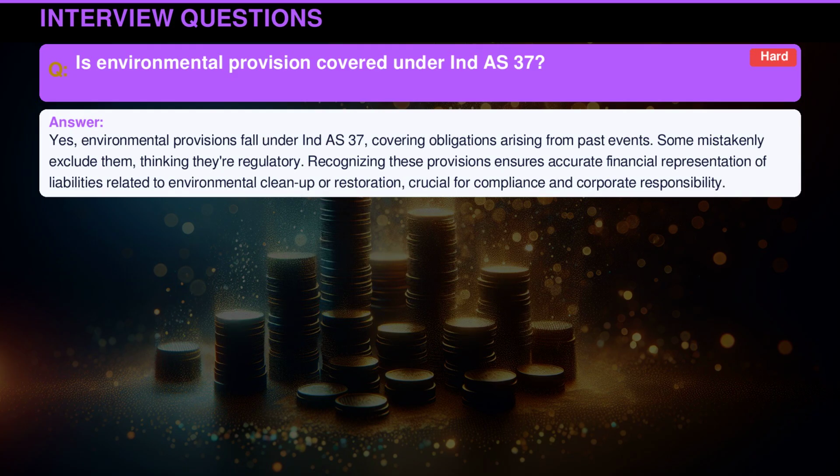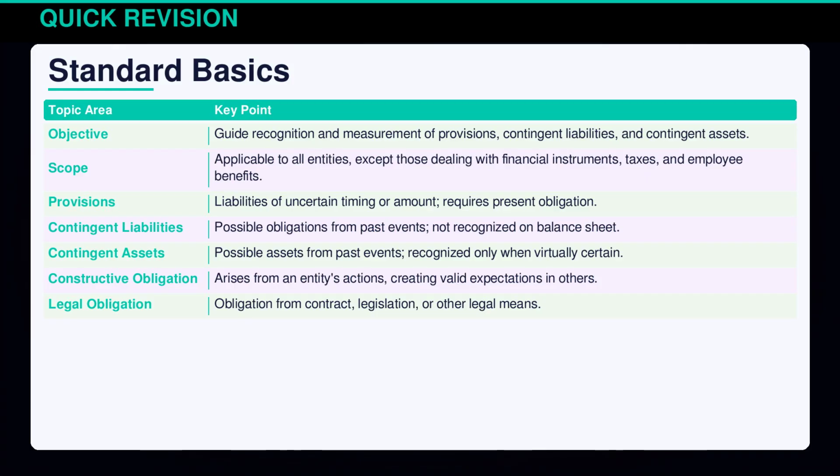responsibility. Indian Accounting Standard 37 guides the recognition and measurement of provisions, contingent liabilities, and assets. It covers entities outside financial instruments, taxes, and employee benefits. Provisions are uncertain in timing or amount and need a present obligation. Contingent liabilities arise from past events but are not recognized on the balance sheet. Contingent assets need virtual certainty for recognition. Constructive obligations come from entity actions, while legal obligations stem from contracts or laws.